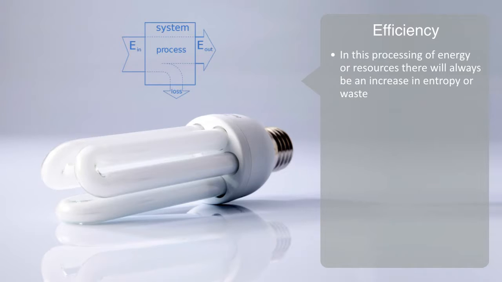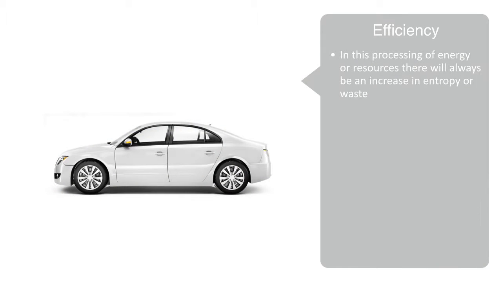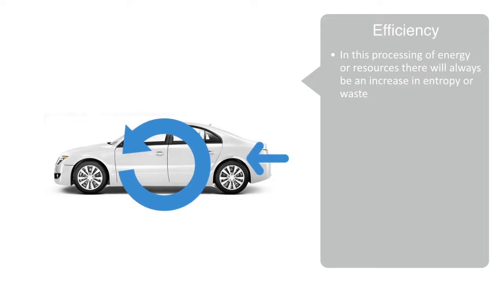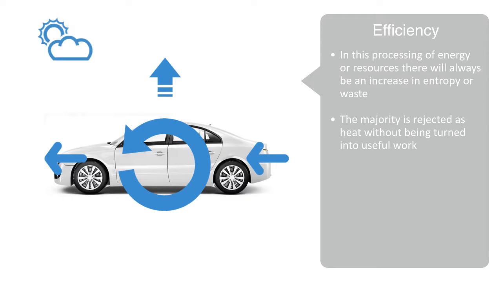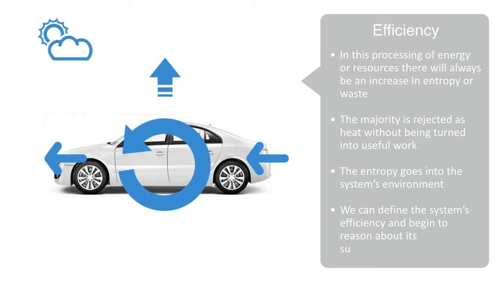When I operate my car, only about 25 to 30% of the energy released by the fuel is used to move the vehicle. The vast majority is rejected as heat without being turned into useful work, and this entropy must be exported from the system or else it will damage its functioning. This entropy, of course, does not just disappear. The heat, along with other forms of waste, such as noise and gas emissions, go into the system's environment. From this, we can define the system's efficiency and begin to reason about its sustainability.